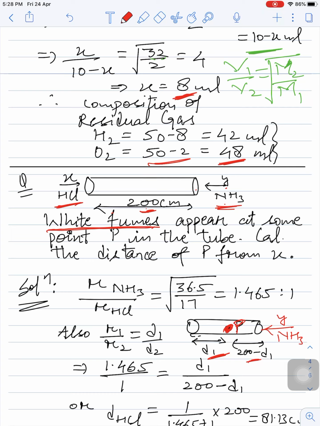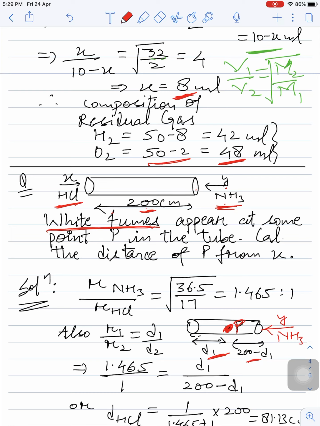So first of all, from the figure we have understood how much is the distance of P from HCl, that is D1, and how much is the distance of P from the ammonia end, that is D2, which is obviously 200 minus D1, because the total length of the tube is 200 centimeter.